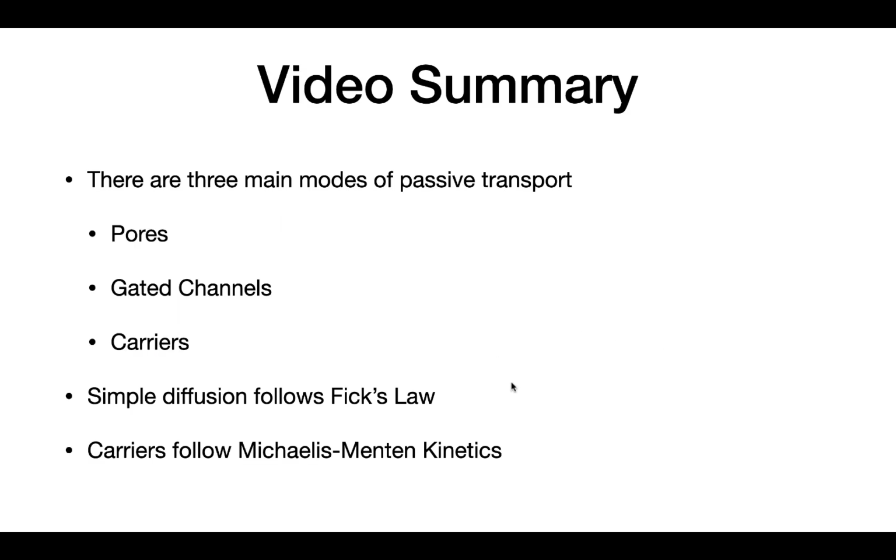So in summary, we talked about the three main modes of passive transport: pores, gated channels, and carriers. We also talked about how simple diffusion follows Fick's law and how carriers follow Michaelis-Menten kinetics.